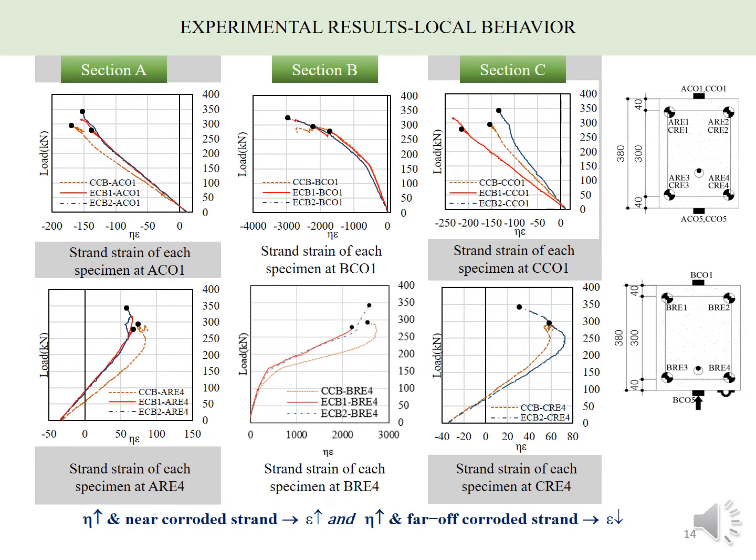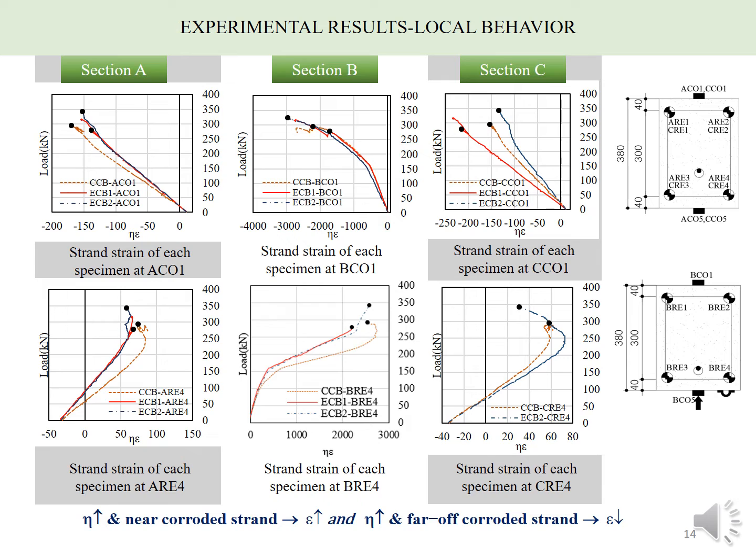From this graph, it shows that in section A, CCB tends to have larger strain development. In section B, CCB also tends to have larger strain development as well. And in section C, ECB1 tends to have larger strain development.